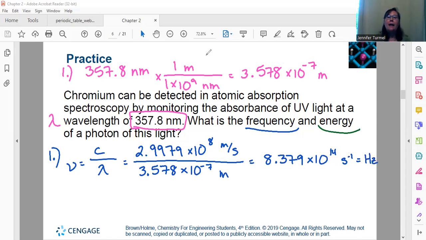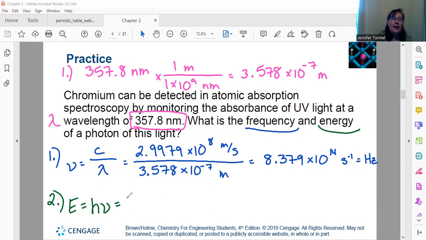The second part of this problem, and these problems often have two parts, so always look for them in your homework and the test, is to find our energy. Energy is equal to, we could use the lambda value, but we just found nu. So we could say, okay, energy is equal to h nu.